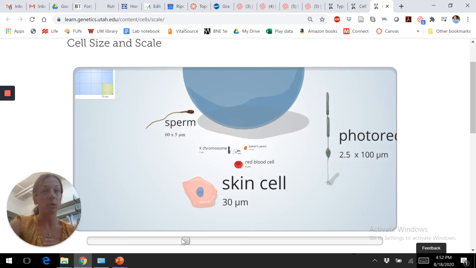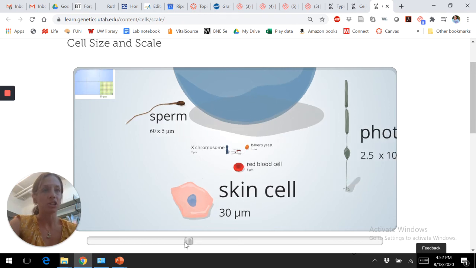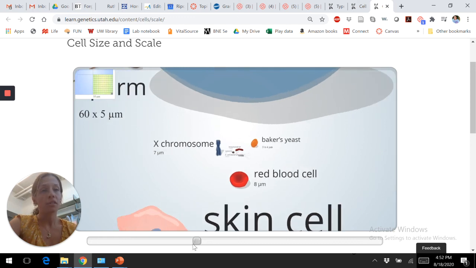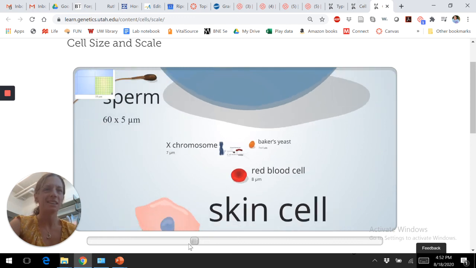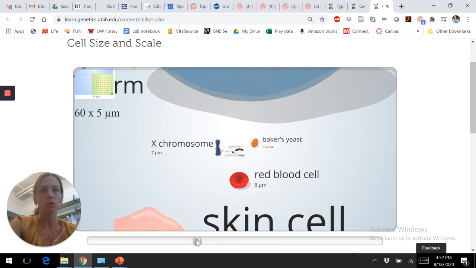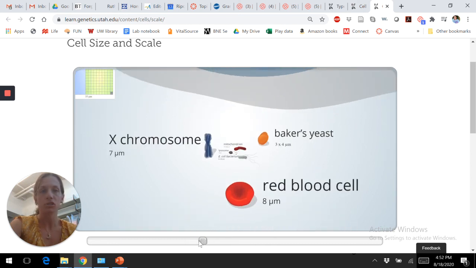They don't have a nucleus. They actually don't have any organelles. So they're small. They're actually about the size of an X chromosome. So then, not shown here, they don't have a nucleus, but it's probably about the size, a little smaller than a red blood cell, maybe Baker's yeast. So this would be the nucleus of an epithelial cell that you will see in labs. You will see the nucleus through the light microscope.